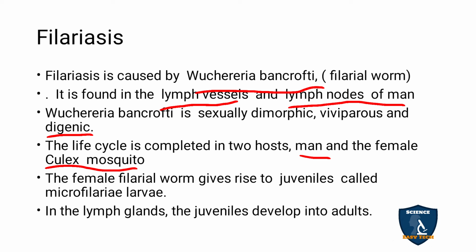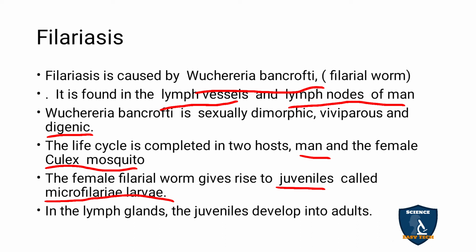And the female filarial worm gives rise to the juveniles, that is the small larval structures, which are called microfilarial larva. Because it is viviparous, it gives birth to the young ones. So this female filarial worm gives rise to the juvenile worm, which is called microfilarial larva. So the larval stage we have to say as microfilaria larva.